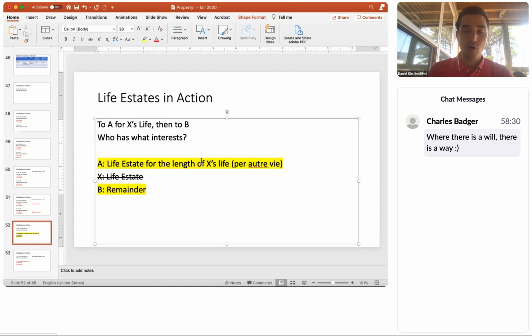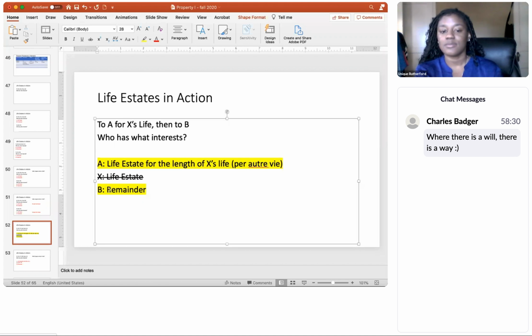So this is called a life estate per autre vie. You don't ever really have to put that. I'm just giving it from a labeling standpoint to distinguish it from a more typical life estate, which is just attached to the life of the life estate holder, the person who has the life estate. Okay, so A has the life estate for the length of X's life. That's a per autre vie. And B, you were right from the beginning, has a remainder.